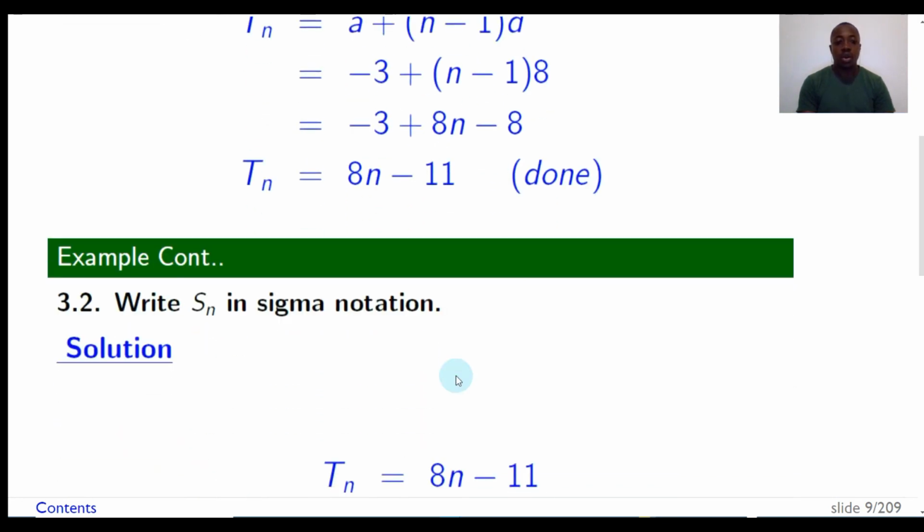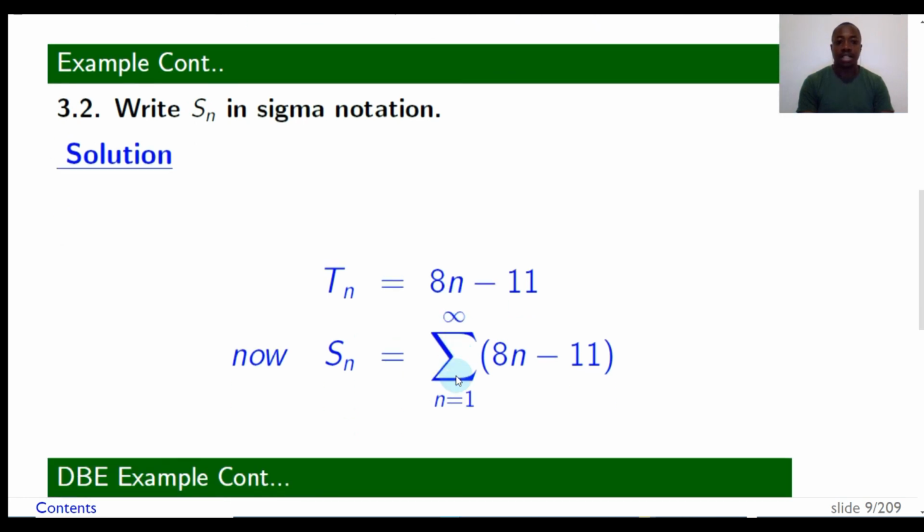Let's see also how they can ask you another type of question. Write Sn in sigma notation. We will come back to this example after discussing what the sigma notation is. So for now, I am skipping this part. We will discuss it after knowing what this means.